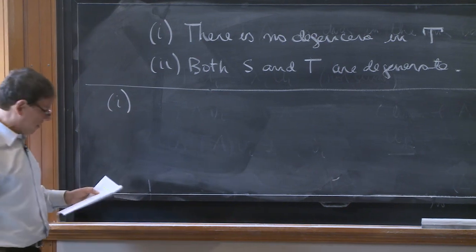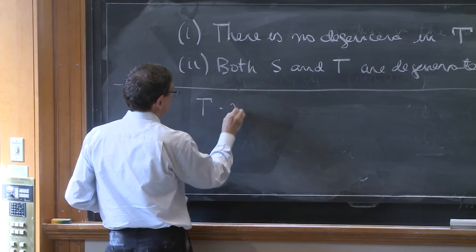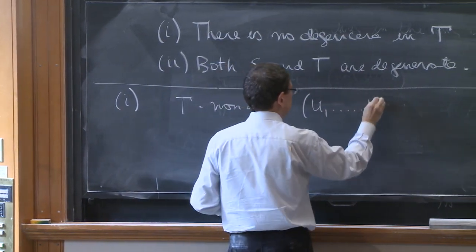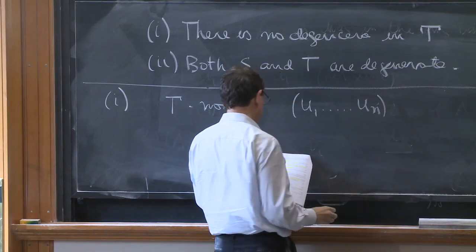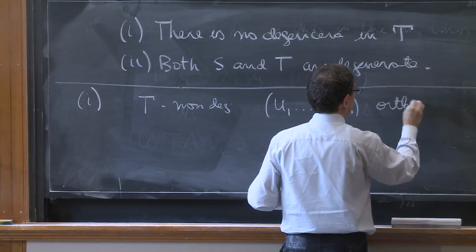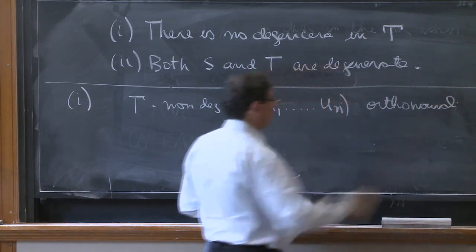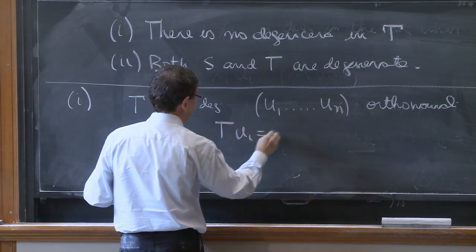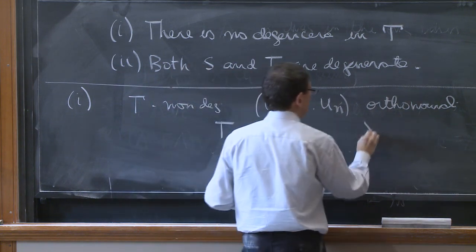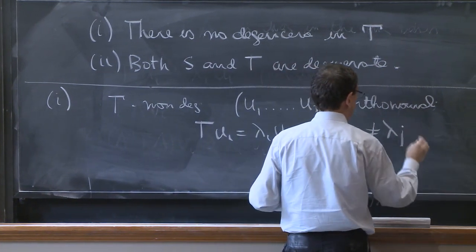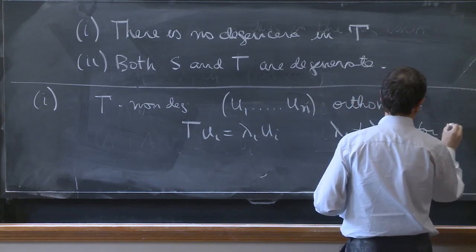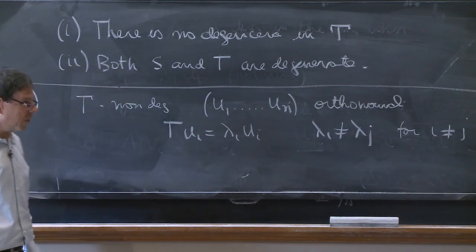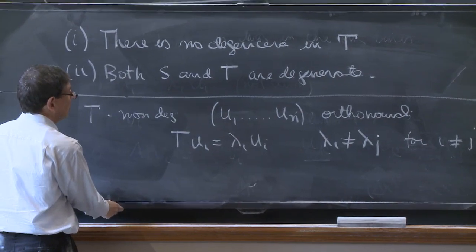So what does that mean? It means that T is non-degenerate. There's a basis U1 to UN, orthonormal, by the spectral theorem, of eigenvectors of T: T U_i equals lambda_i U_i, and lambda_i is different from lambda_j for i different from j. So all the eigenvalues, again not summed here, are all different.